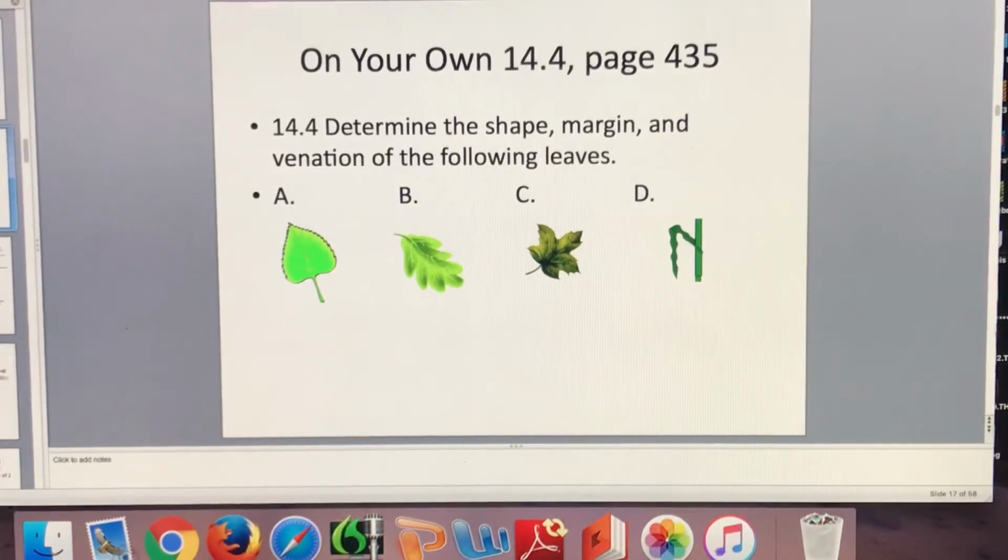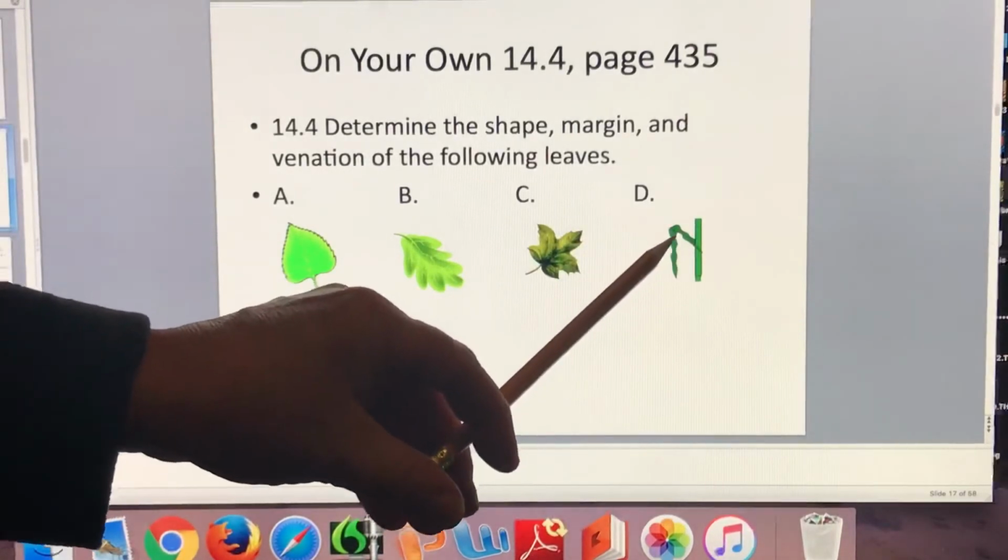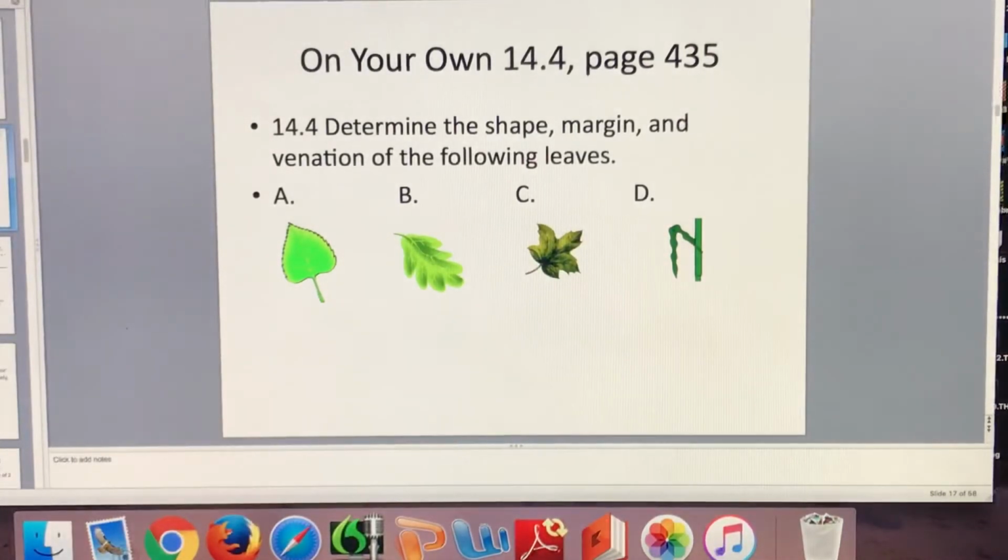All right, and then finally, letter D, it's kind of hard to see in this picture, but it's like a corn stalk. You have a linear shape, entire. They say it looks undulate, but it's just a little wrinkled around the edges. And then finally, it's parallel veins on letter D.